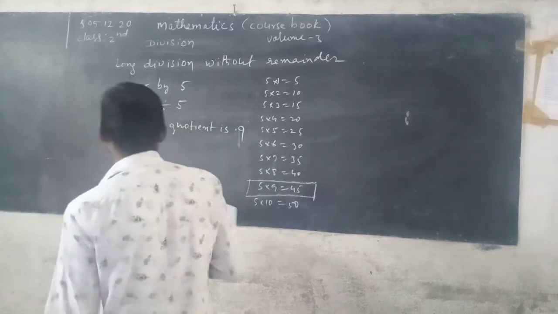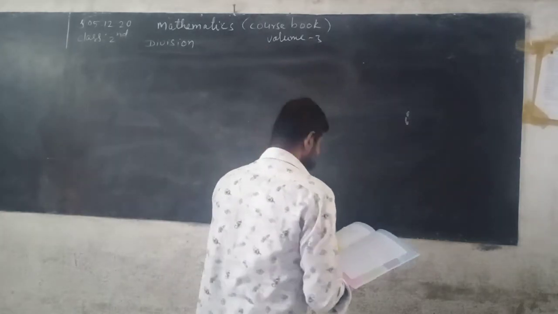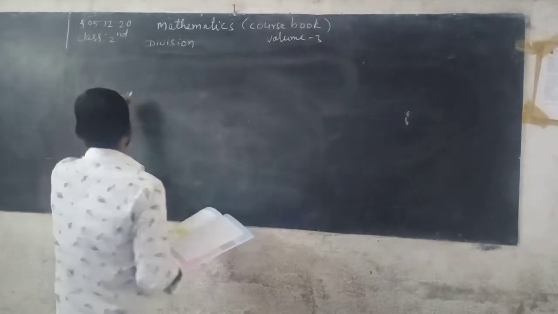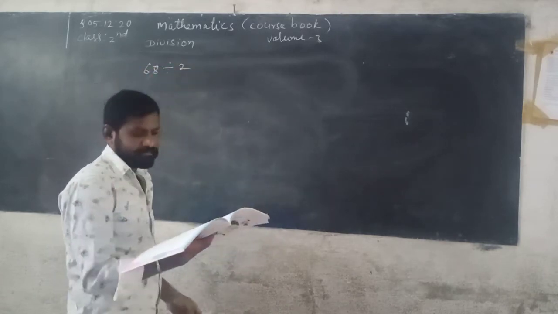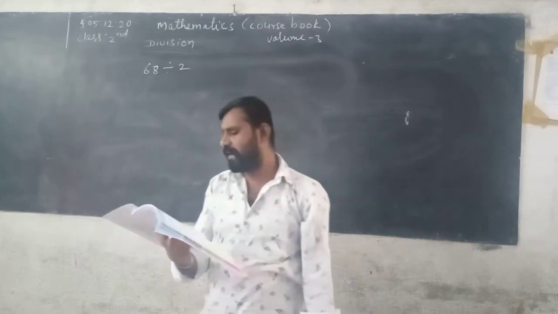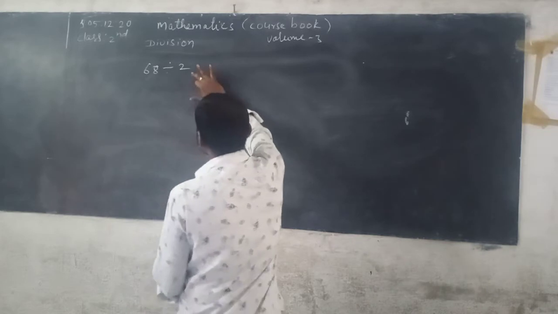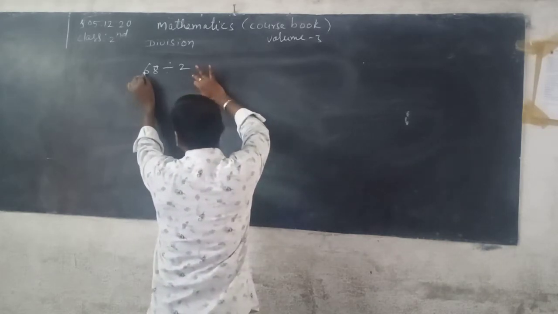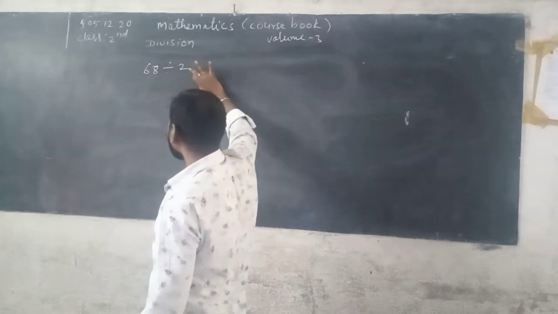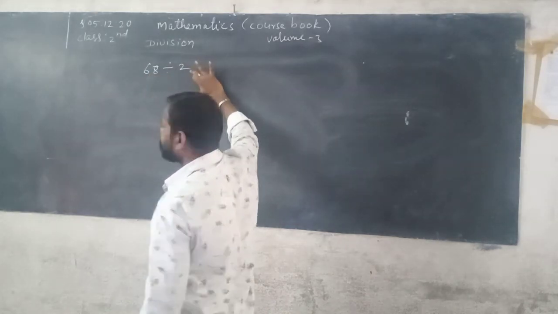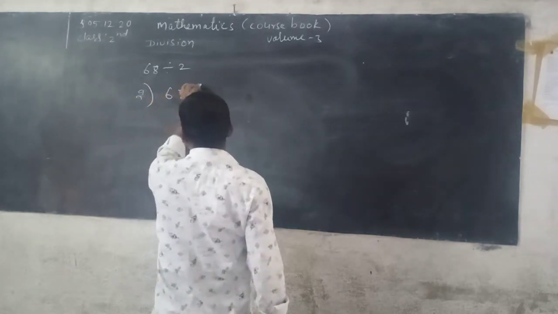I can explain. Listen carefully, beta. See here, 68 divided by 2. Let us change the way the problem is written. 68 is called the dividend, and here 2 is called the divisor. So first you write the divisor like this, then you write 68.